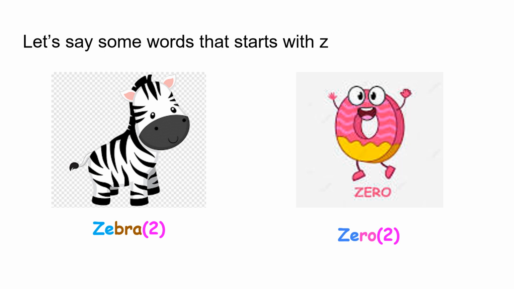Okay, so here we have the word zebra. Can you listen? There are how many sounds? Zebra. So we will clap 2 times. Zebra, zebra. Next is zero. There are 2 sounds in the word zero. So we will clap 2 times.